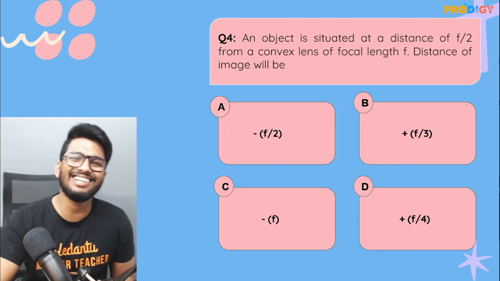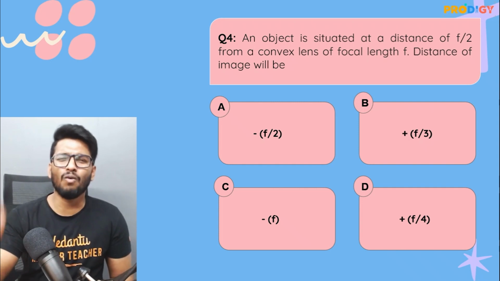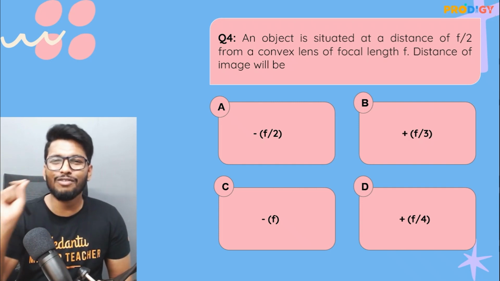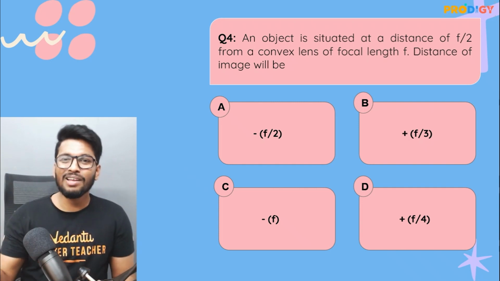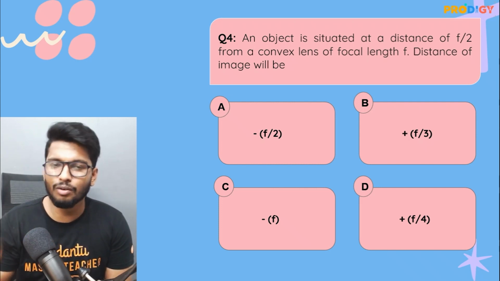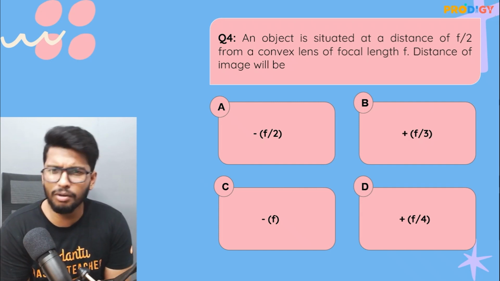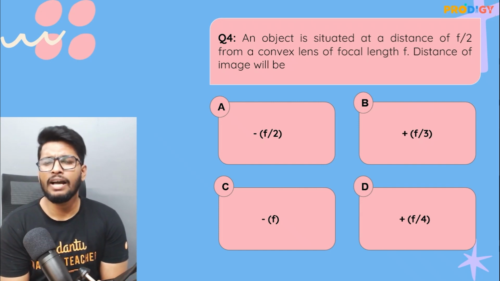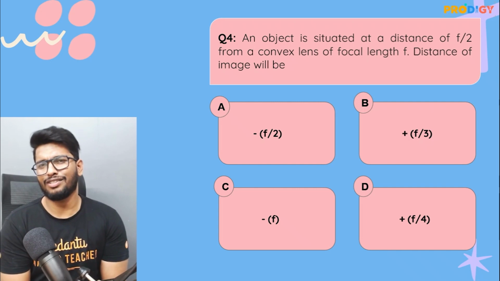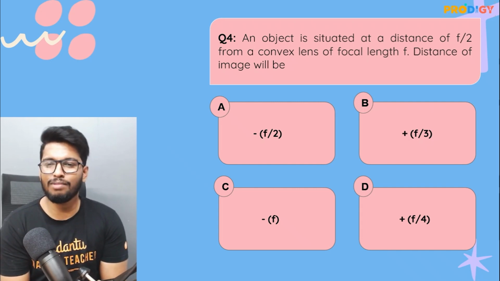Next question. Here is the question that I've been waiting for. I want to know how many of you will get it right. Fourth question. Do not copy, do not go and Google it, but here's the question. An object is situated at a distance of f by 2 from a convex lens of focal length f. What will be the distance of the image? Options are minus f by 2, plus f by 3, minus f, or plus f by 4.